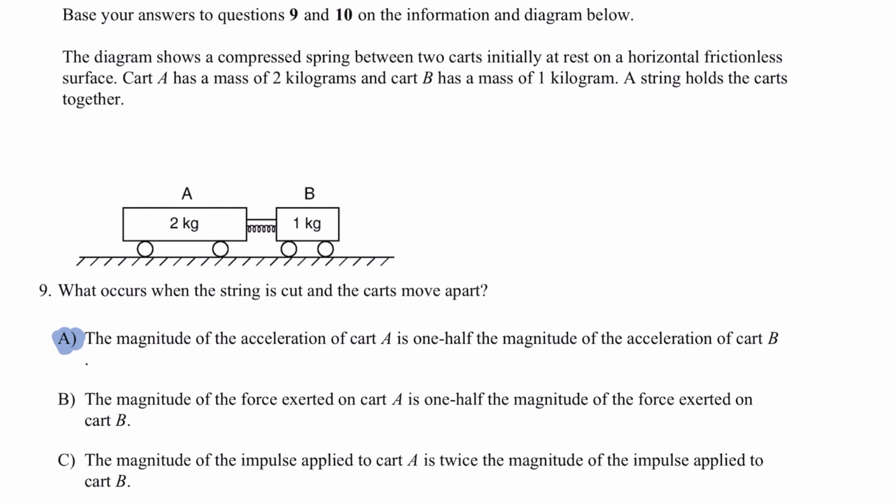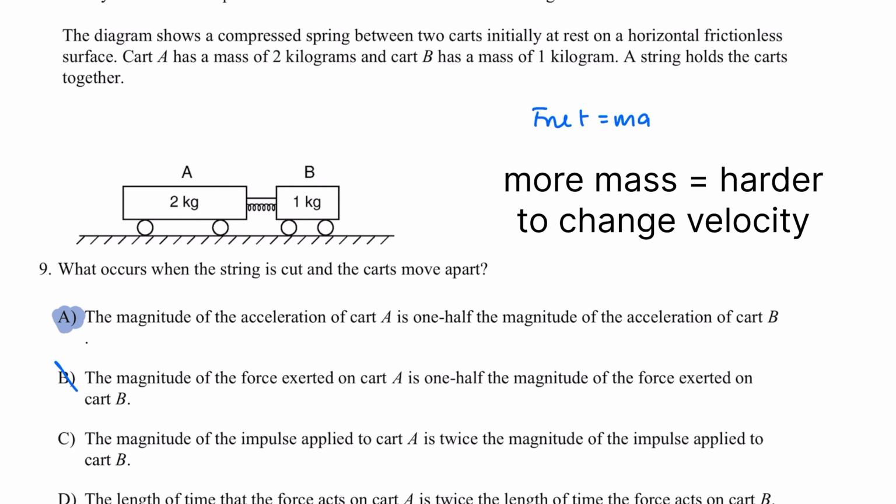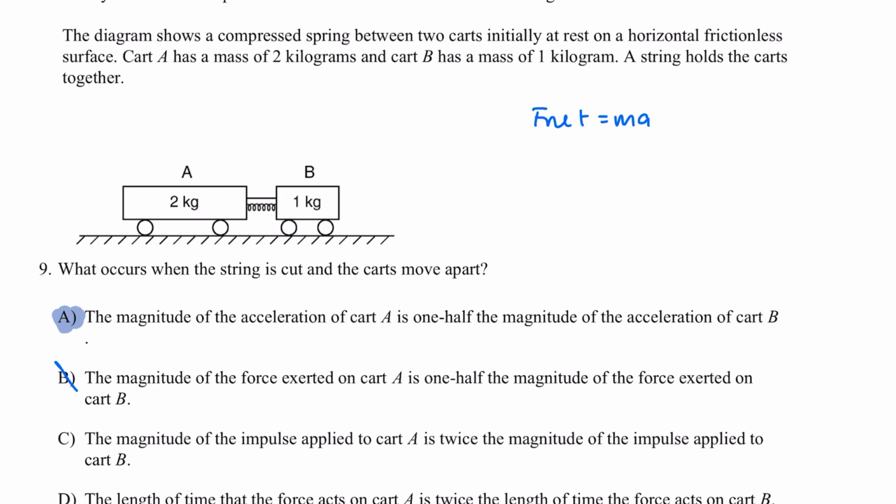Emphasis on the equal. So this is why choice B is incorrect, because it says that the forces are going to be different. Also, since the force exerted on both carts are equal, but their masses are different, they're going to have different accelerations. Remember that the equation F net equals ma shows that if both carts have the same net force, but since cart A has a larger mass, the acceleration of cart A will be less than that of cart B, which is why choice A is correct.